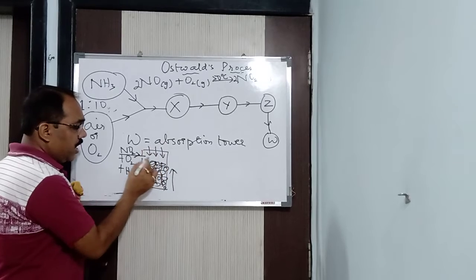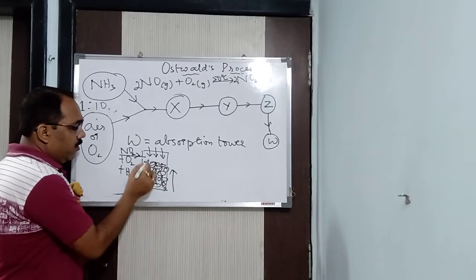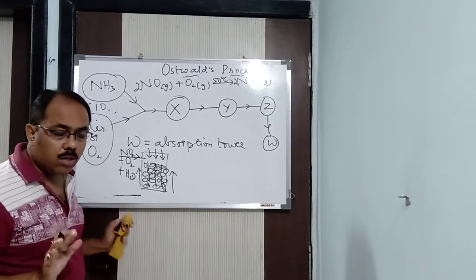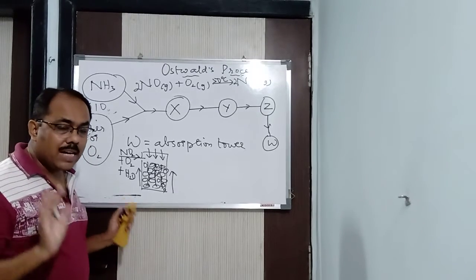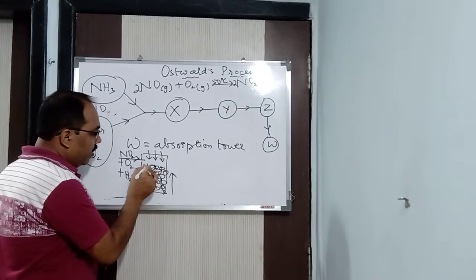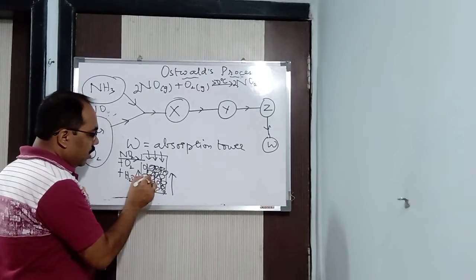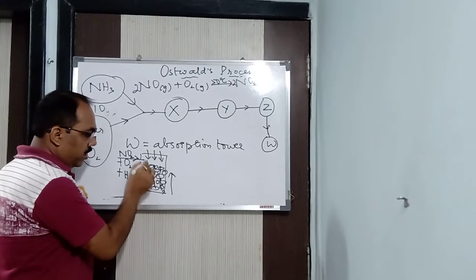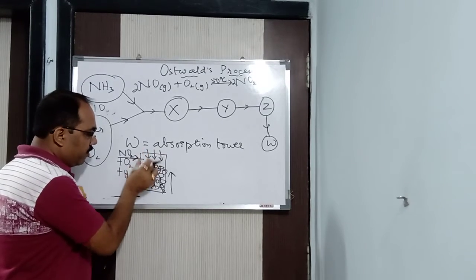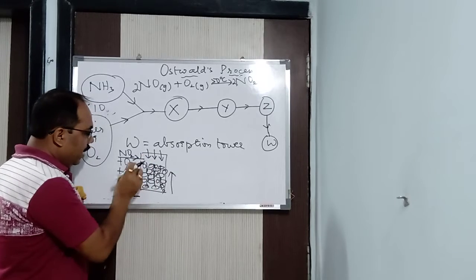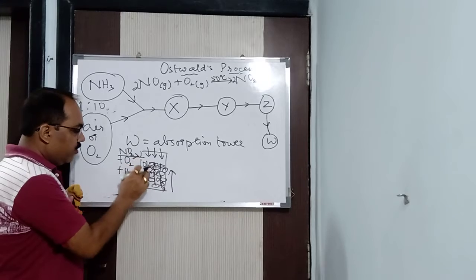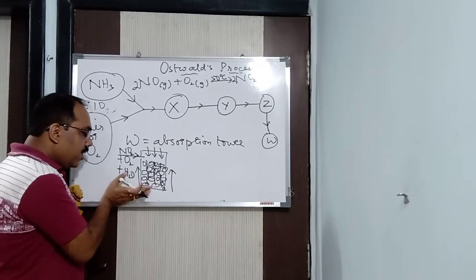In the absorption tower, we are taking a tower packed with quartz. Why quartz? Because quartz is an acid resistant rock. For that reason quartz is taken. And when I pack with quartz, there are spaces here. Got it? Through these spaces the water percolates because water is sprayed from above. Water percolates below, and the gases entering, nitrogen dioxide and oxygen, first go below and after that come up.